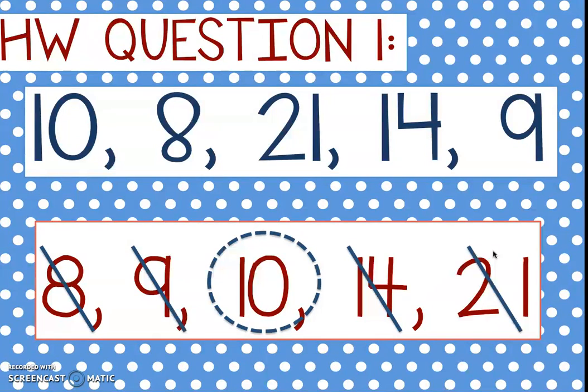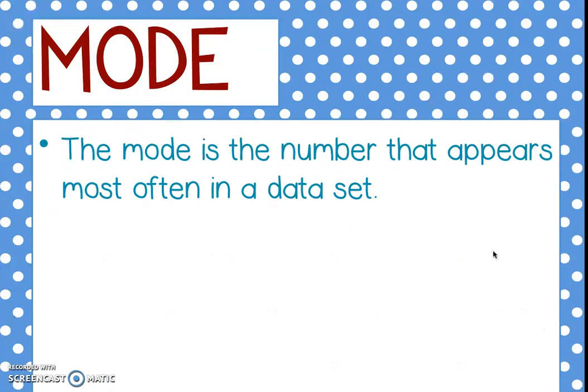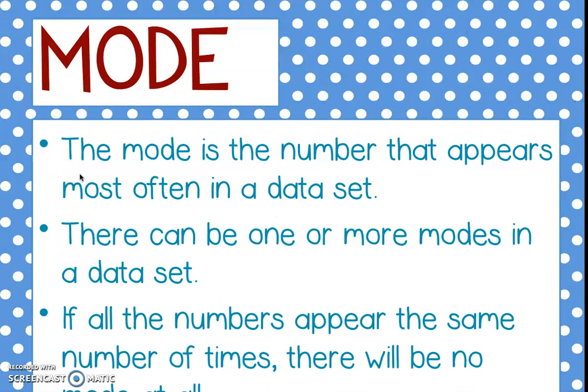Okay. All right. Now, the next topic that we talked about in class today was mode. So, what is mode? Mode is the number that appears the most in a data set. We talked about, you can remember that because mode starts with an MO, and then so does the word most, okay? The one that appears the most. So, there can be one mode or more modes in a data set, or if all of the numbers appear the exact same amount of times, then there's no mode at all, okay?